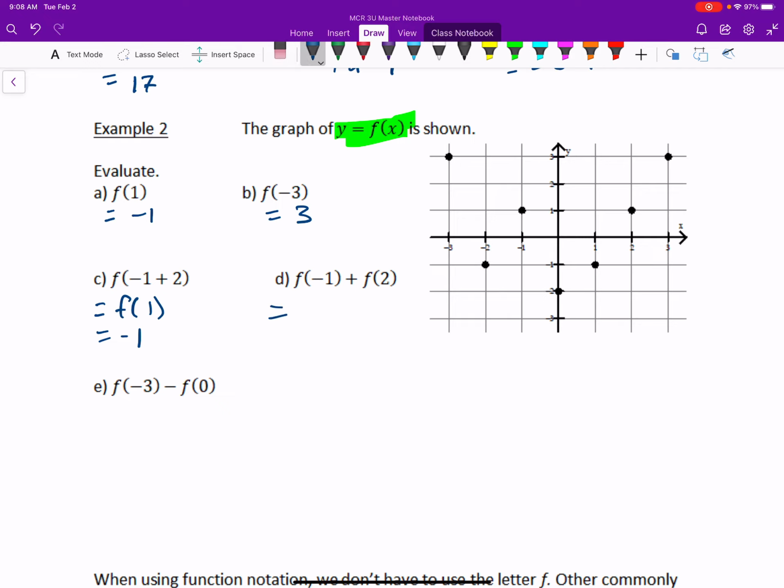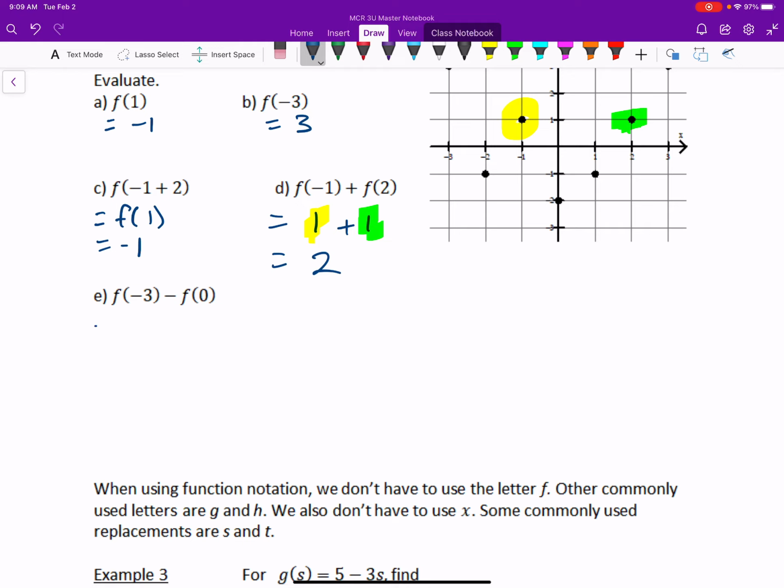This one's a bit different. Notice how for this one we had -1 plus 2 in the brackets. For this one, because the -1 and the 2 are in separate brackets, we got a different order of operations going on. In this case, we have to find out what f at -1 is, which would be the y value that goes with that point. And so f at -1 is 1. And I find out what f at 2 is, which would be this point here, which also has an x value of 1. And then I add them together. So order of operations is totally going to come into play for what we do.